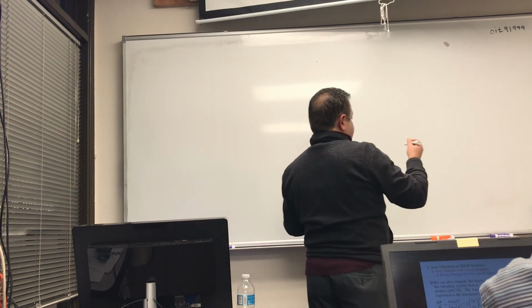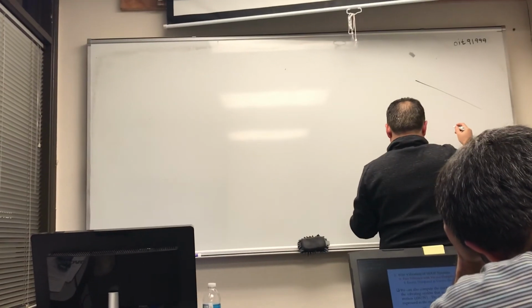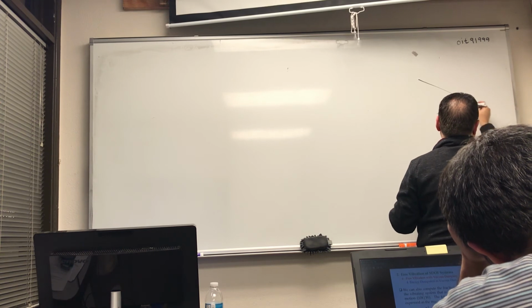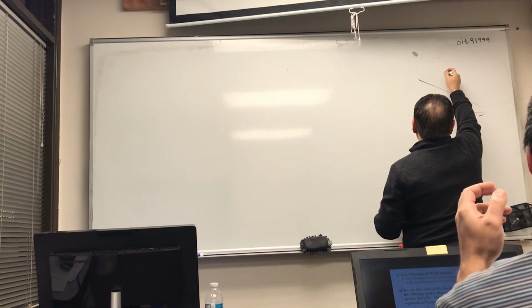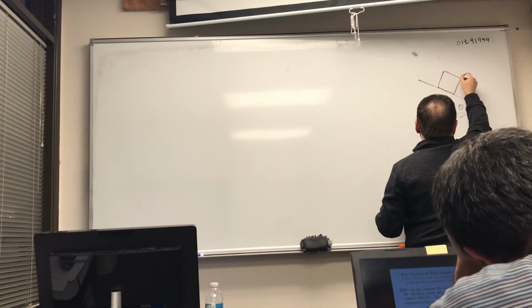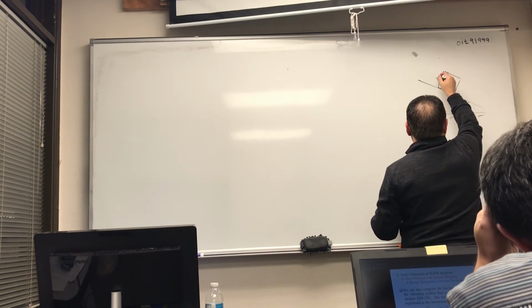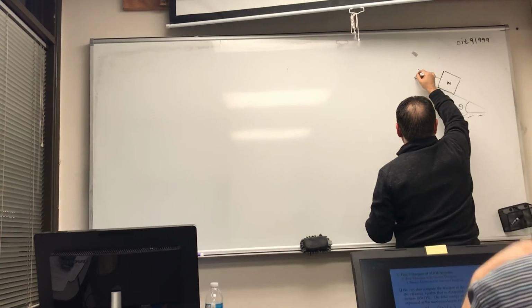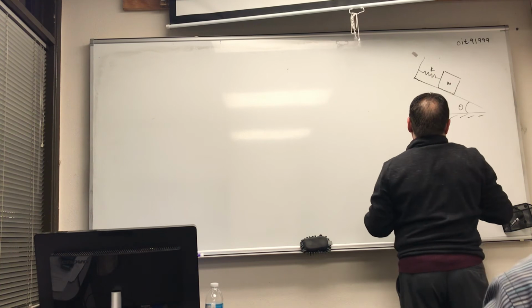If you have an inclined plane like this, an angle theta like here, you got a little mass M. You got a little spring K here.